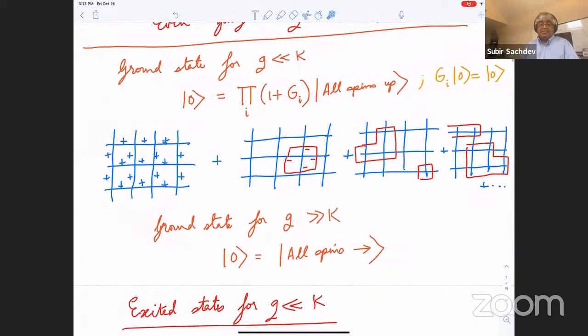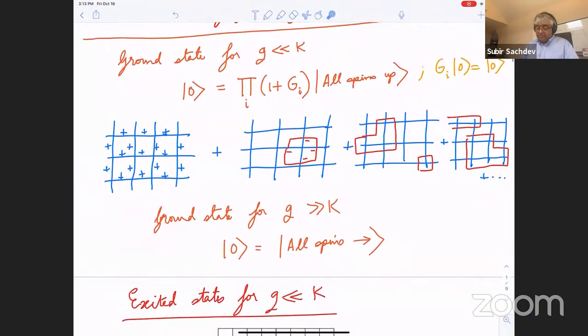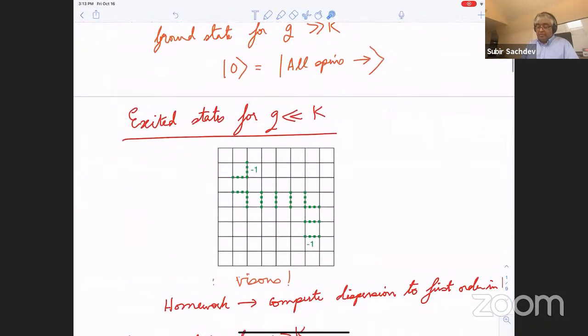So now let's look at the excited states for G much smaller than K to begin with. To get an excited state, you have to have some plaquette, because the plaquette terms are the most important, where the product of the Z operators is -1 around the plaquette. I have shown here a picture of a state in which there are two plaquettes, this plaquette here and this plaquette here, where the product of Z operators around that plaquette is -1. And to get that state, I had to flip the spin.